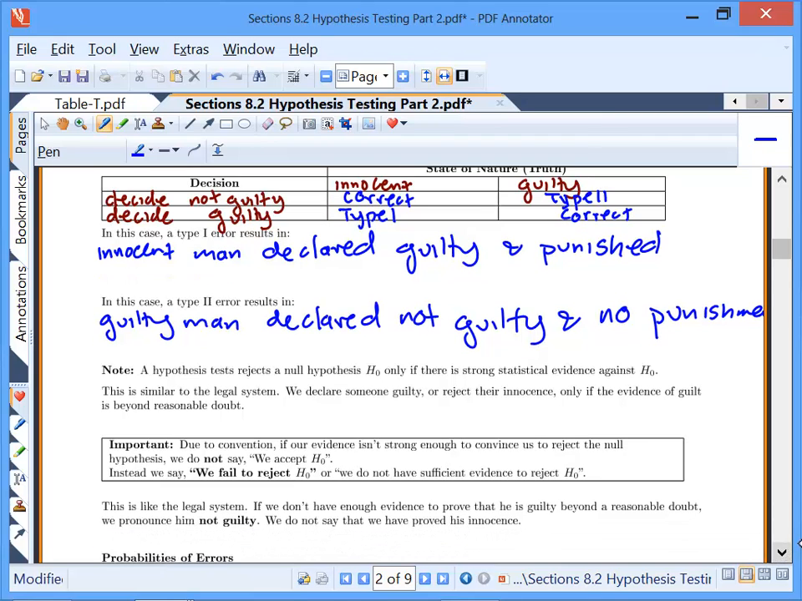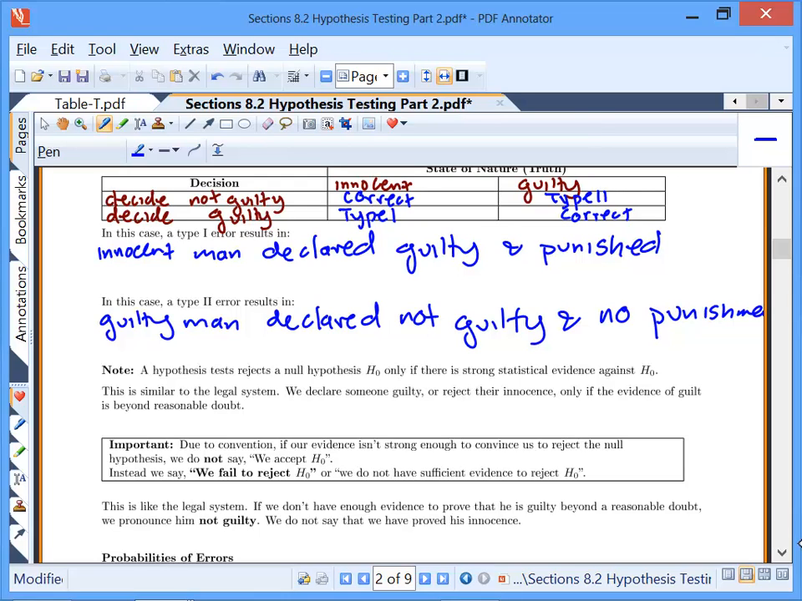Okay. Now this next part is truly just due to convention, and honestly your textbook doesn't even follow it, but it's mainstream enough that this is what I'm going to try and say throughout the rest of the class. Okay? So due to convention, if our evidence isn't strong enough to convince us to reject the null hypothesis, we do not say that we accept the null hypothesis. Okay? And this is the whole thing of we haven't really shown that the null hypothesis is true, we just didn't find enough evidence against it.